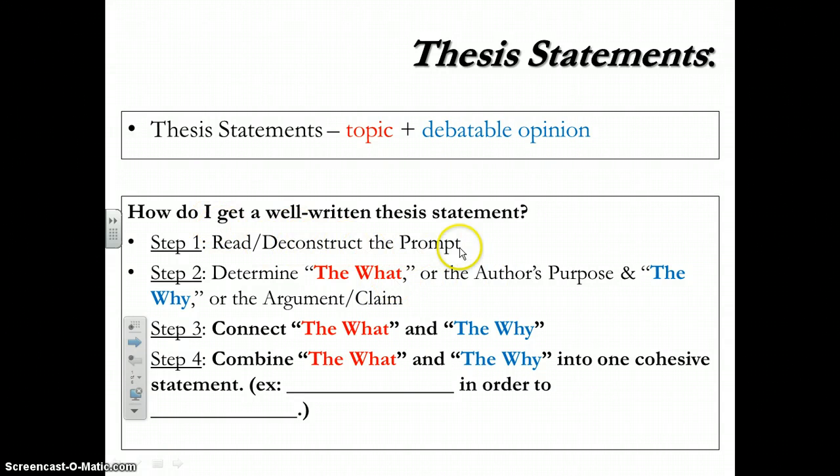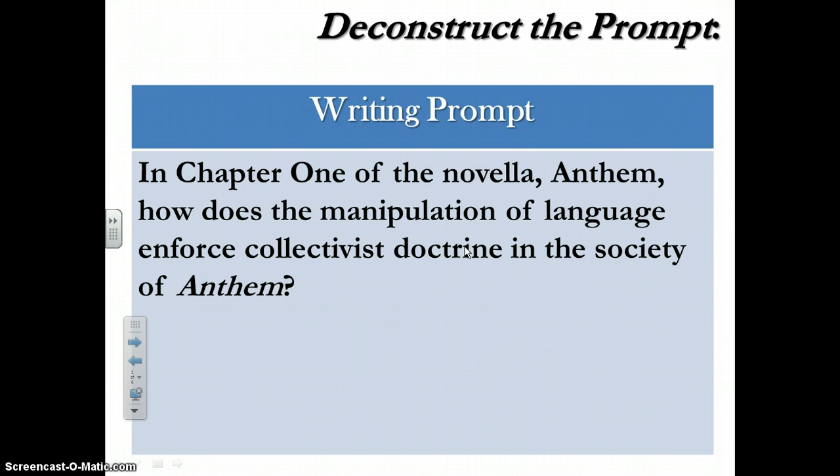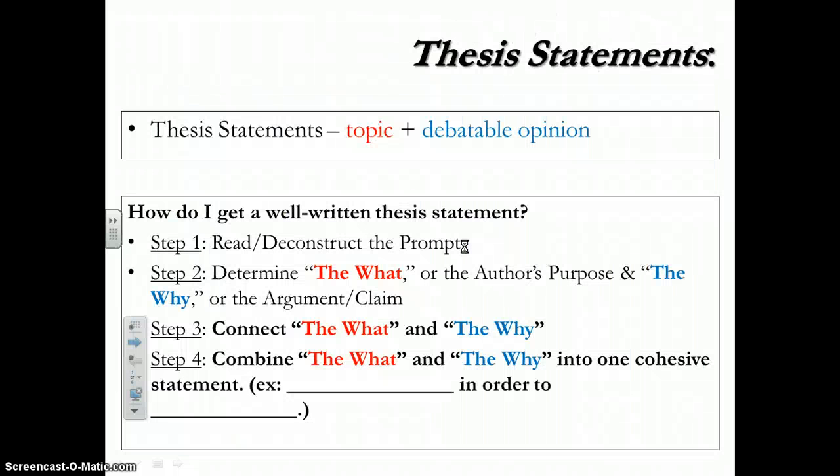Okay, so first you're going to have to deconstruct the prompt. Our prompt is going to be in Chapter 1 of the novella Anthem. How does the manipulation of language enforce the collectivist doctrine in the Society of Anthem? Alright, so we did that. So now we've got to determine what have you been asked to write about, in our case, what's the author's purpose, and then the why.